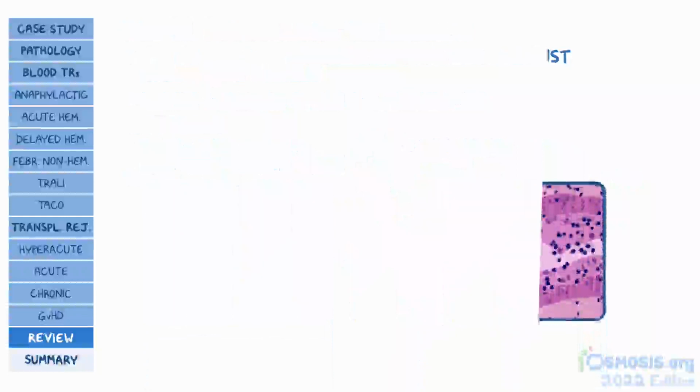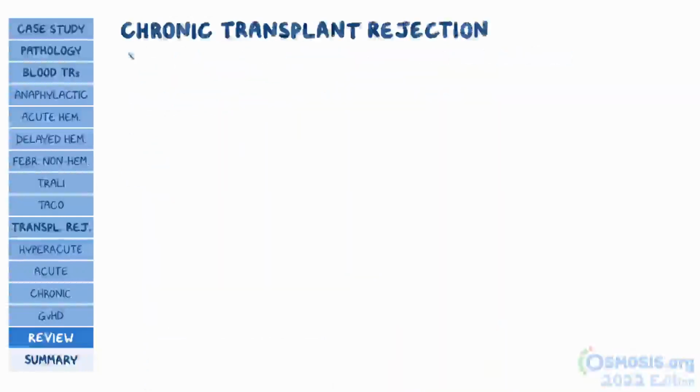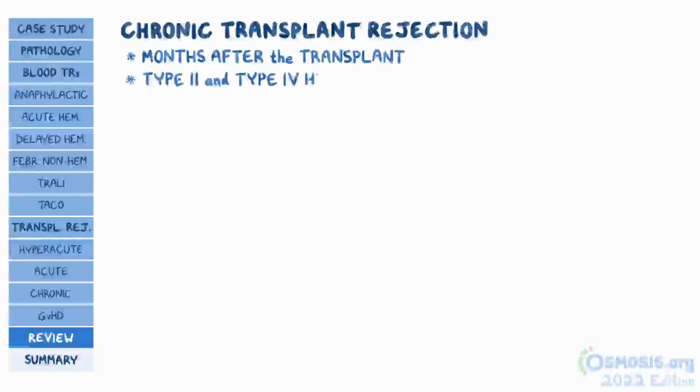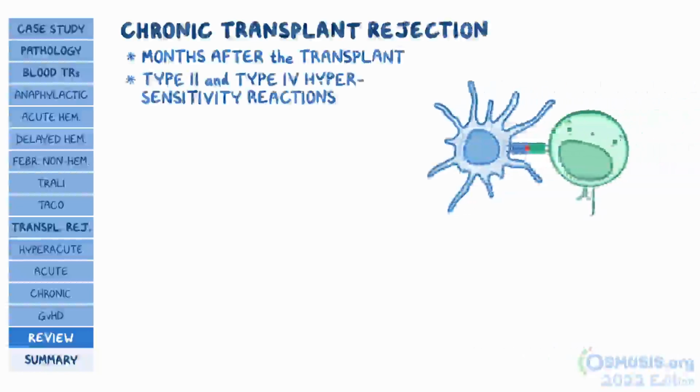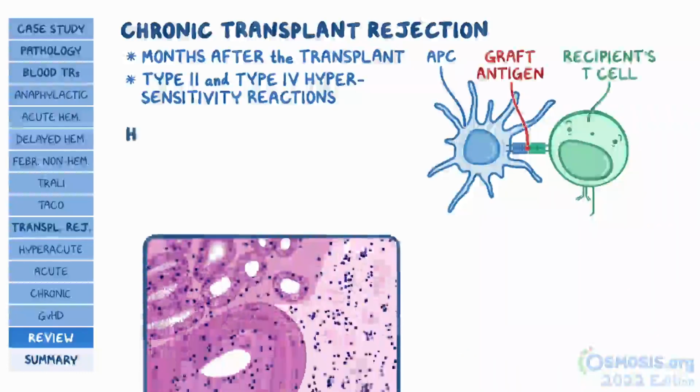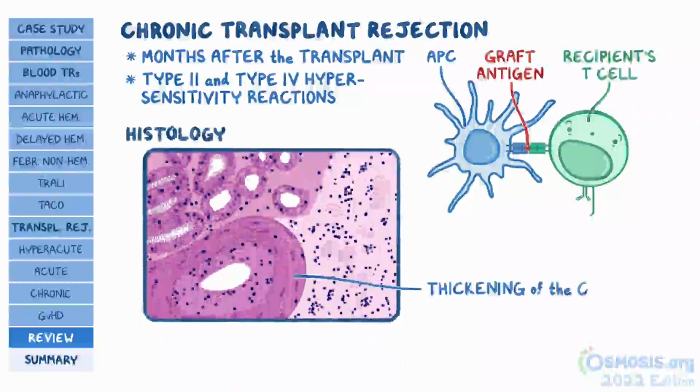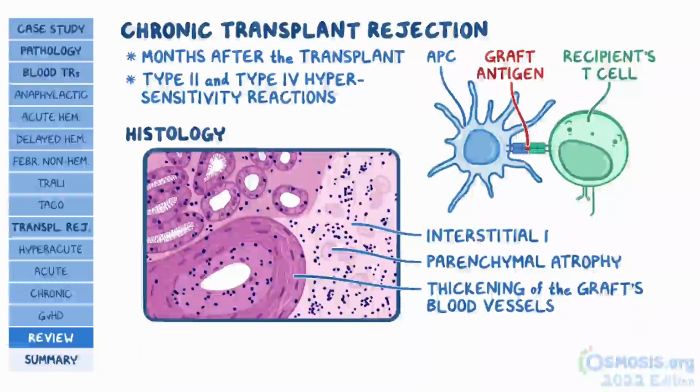On the other hand, chronic transplant rejection starts months after the transplant and is mediated by type 2 and 4 hypersensitivity reactions, where antigen-presenting cells present graft antigens to the recipient's T cells. On histology, there's thickening of the graft's blood vessels, parenchymal atrophy, and interstitial fibrosis.